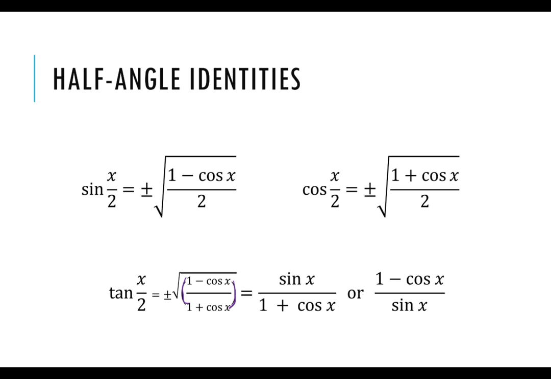The trick is that if you know which quadrant your angle x is in, then when you divide that by 2, you can figure out where half of those angles are going to lie. If half of those angles lie in quadrant 1, then you would take positive for everything. If it's quadrant 2, remember that All Students Take Classes, and so you're just going to have to pick the pluses and minuses based on what quadrant your half angle would be in.